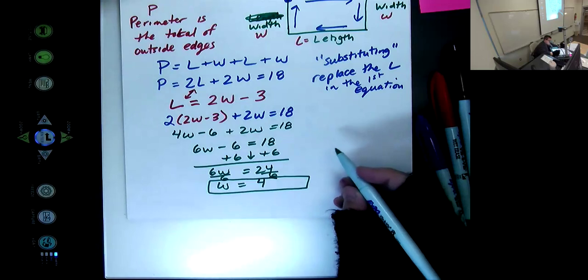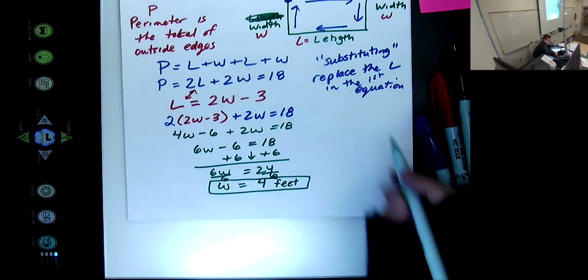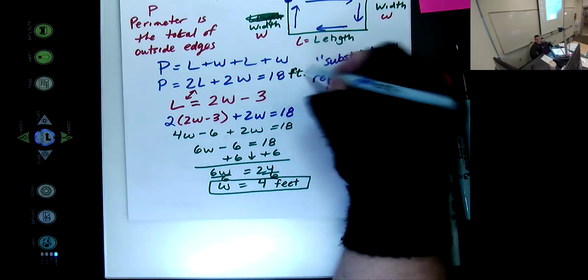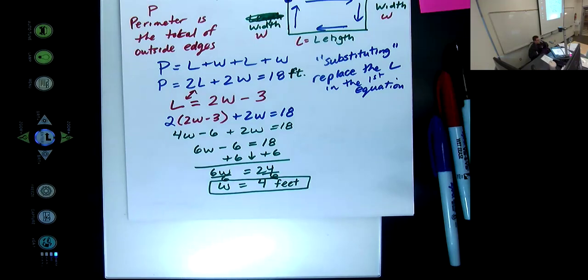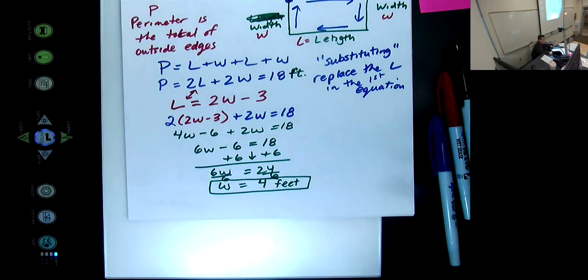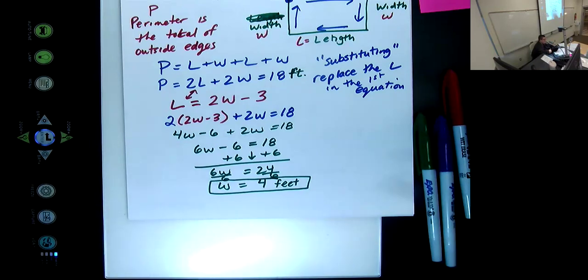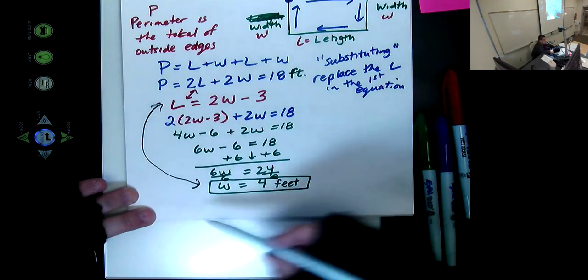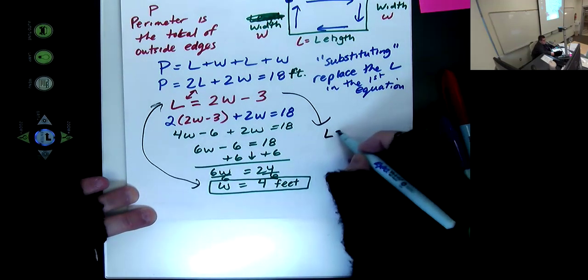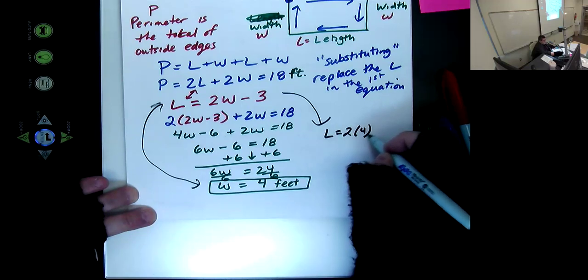And the perimeter was in terms of feet, so the width is in terms of feet. Have we answered the question? There's more work. Always make sure you've answered the question. What are the dimensions of the rectangle? Dimensions are length and width. We don't have the length yet. But we do have a relationship between length and the width that we already made the equation for. So we're going to take that and plug that in. And the length should be 2 times the width minus 3.